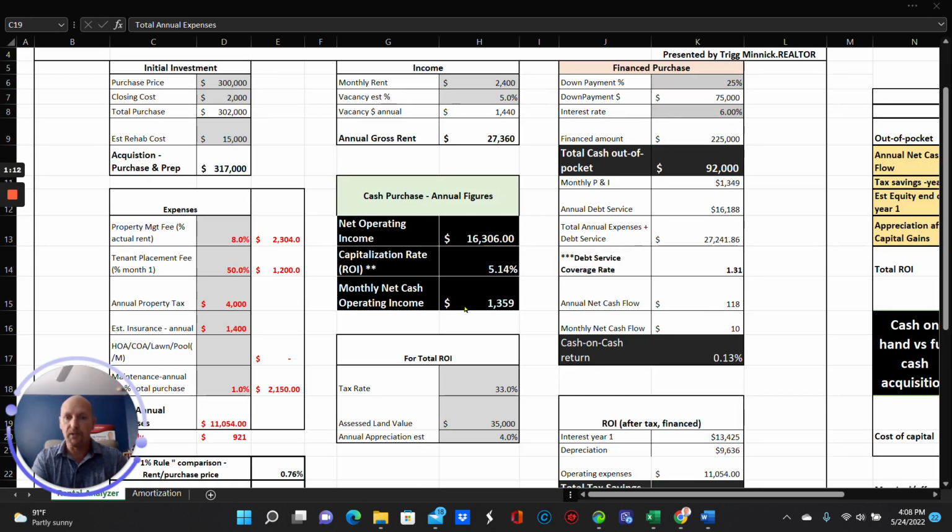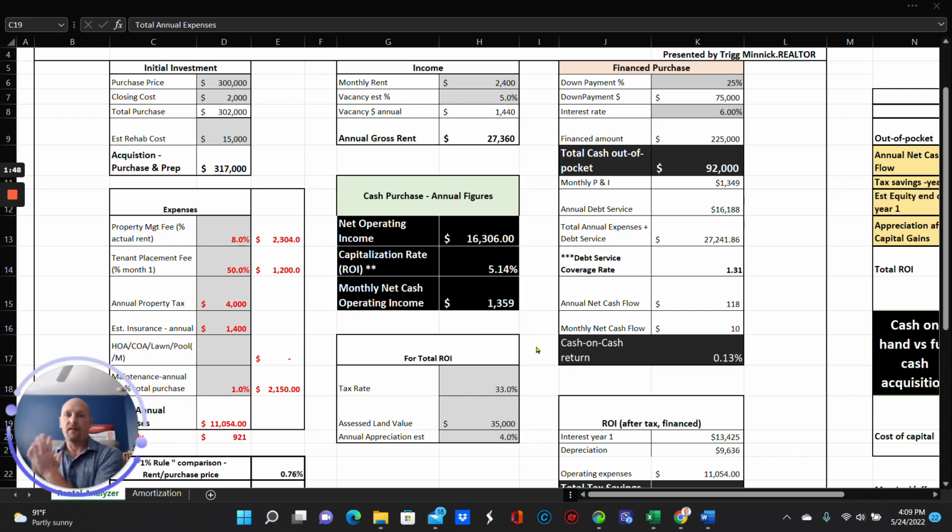So let's get down to this. Wherever we see the black with the white lettering, that's where we have our real data output that we want to see. So in this case, we have an operating income of about $16,000 on a $300,000 purchase and a gross rent of $27,000. So our capitalization rate, i.e., how much are we making annually off of our purchase price, is about 5% for this one. So we can also readily see our monthly net cash flow, operating income there.